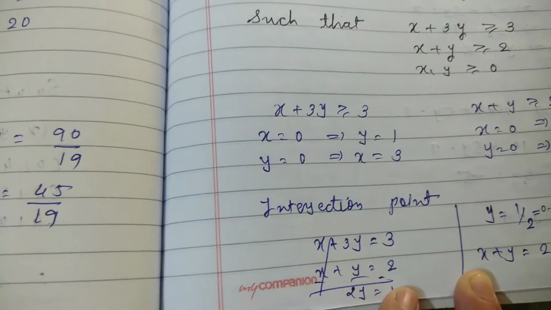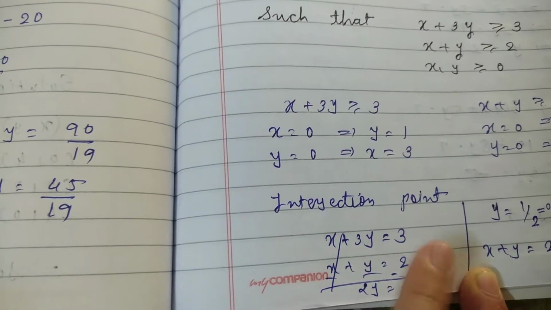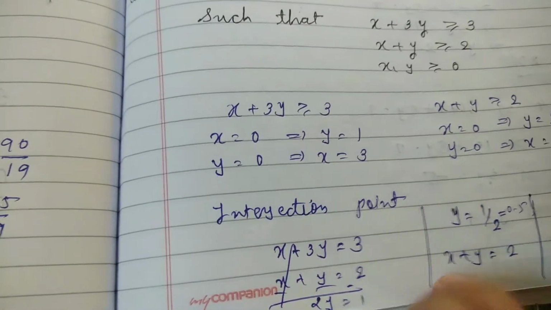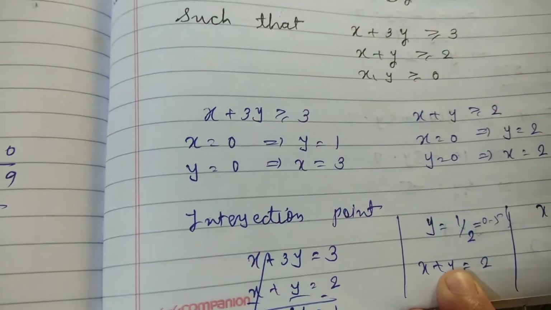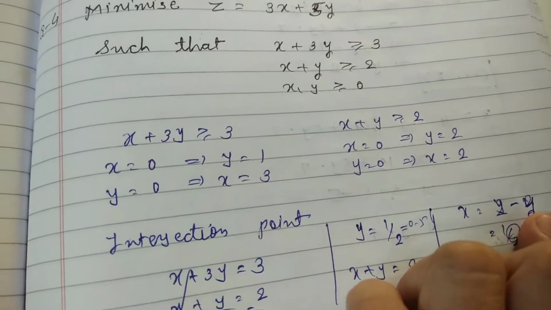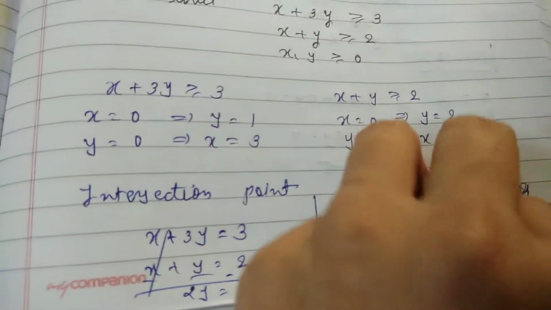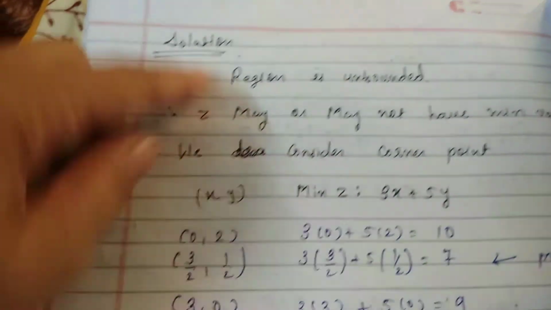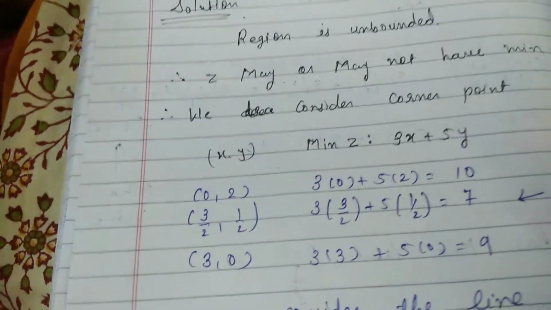So change the sign, and x will cancel. 3y minus y, so 2y = 3 minus 2, which is 1. So y = 1/2. When y = 1/2, in x + y = 2 we put the value of y, so x = 2 minus 1/2, that is 3/2. So now students, we have the intersection point as (3/2, 1/2). Now I have found a solution. Let us see which type of solution it is.